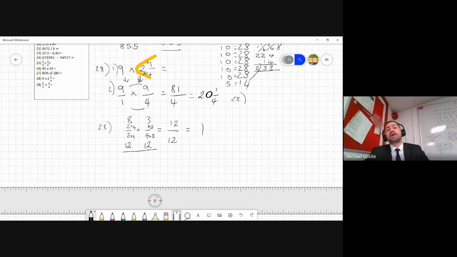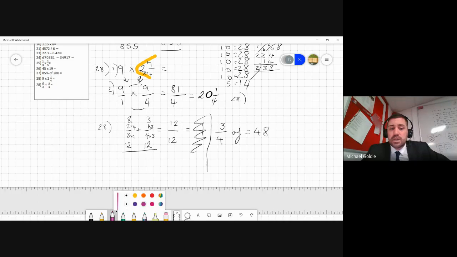A couple of things that I may have not gone through: how to find fractions of amounts. If I want to find out what's 3/4 of, say, 48, I have this little method of mine, and I teach the children in my class that they must start here and work their way around. We start by doing 48 divided by 4. We divide by the bottom.